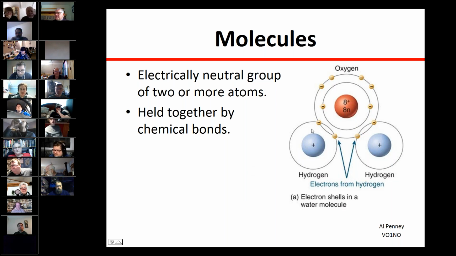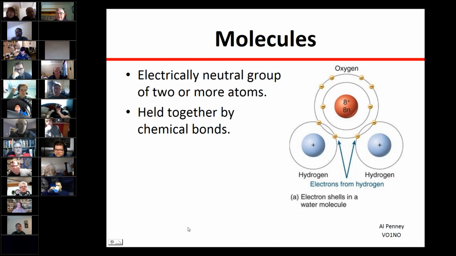So it's made up of one atom of oxygen and two atoms of hydrogen. And what they do is they share the electrons in the outer shell. So an electron here from the hydrogen is shared with the oxygen atom, and the same with this one over right here. And that bonds them together and forms water, H2O.